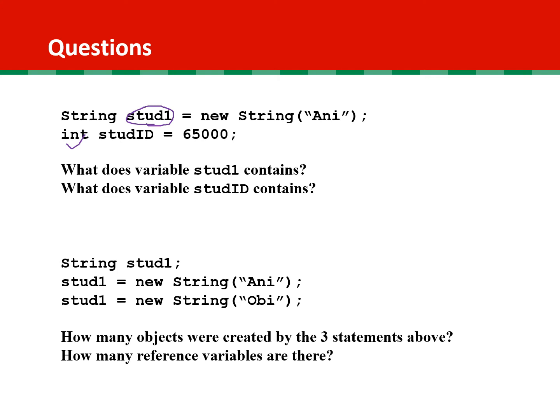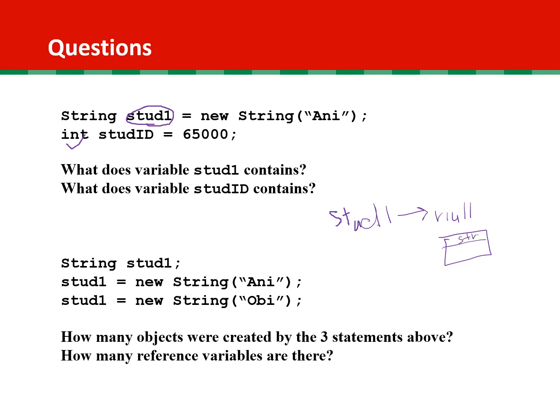How about this one? There is a string with variable name stud1. It's been created, but right now it does not have any value yet. It's only just created. And the second line shows stud1 equal to new string. So if I can draw it, stud1 on the first line is pointing to null. It's not doing anything yet. Then the second line, stud1 equal to an object.